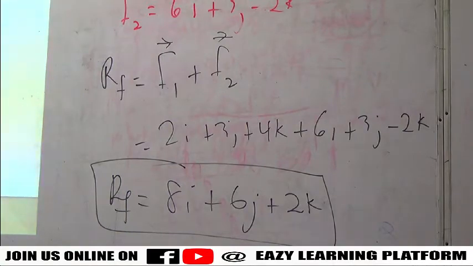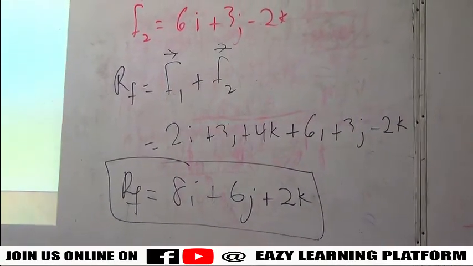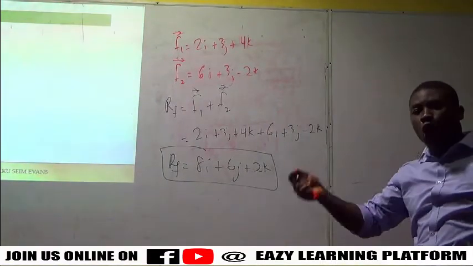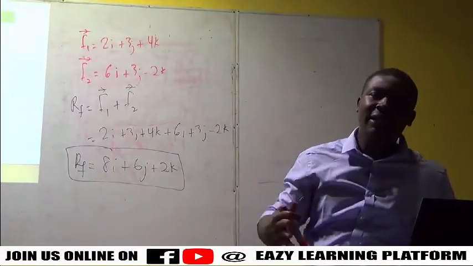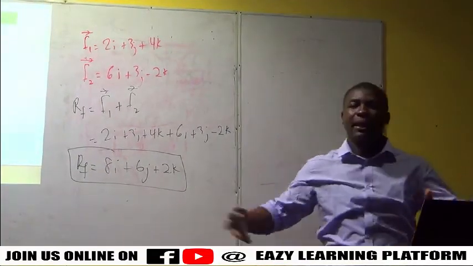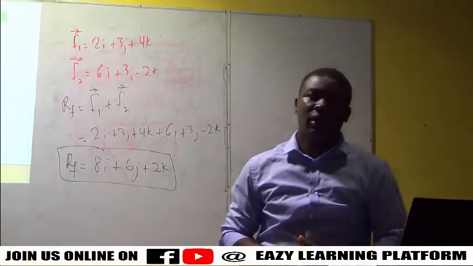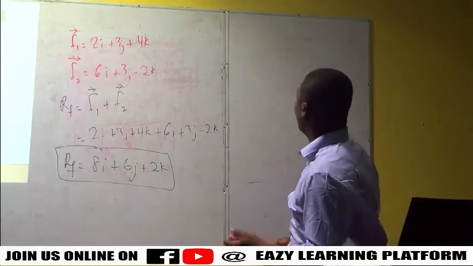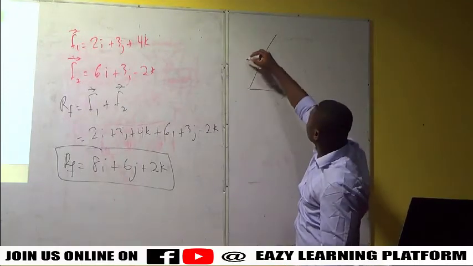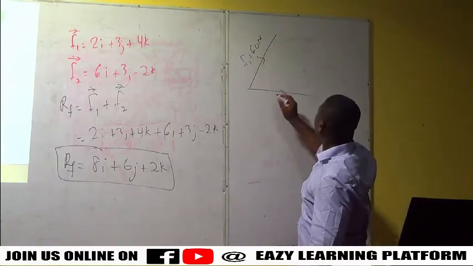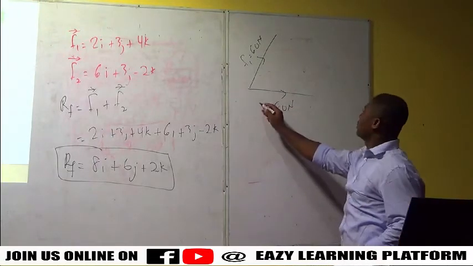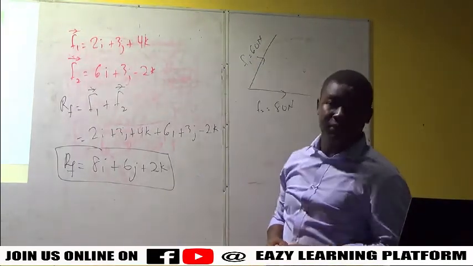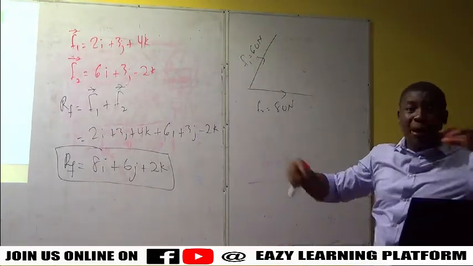Now what about in the case where the forces are not given to you vectorially? You don't know the direction, but you only know the magnitude? How do you find the resultant force when you are given the magnitude? Example, let's say you only know the magnitude. F1 is 60 Newton, F2 is 80 Newton. And this is a coplanar concurrent force system, and you know that it obeys the parallelogram law.